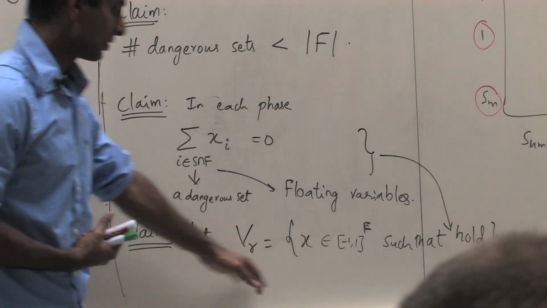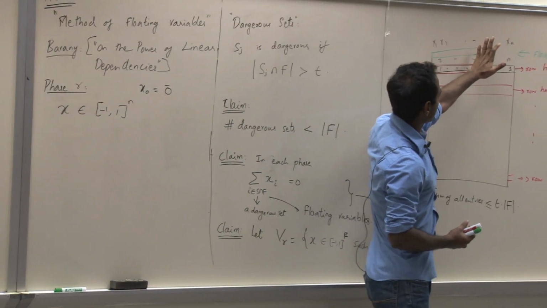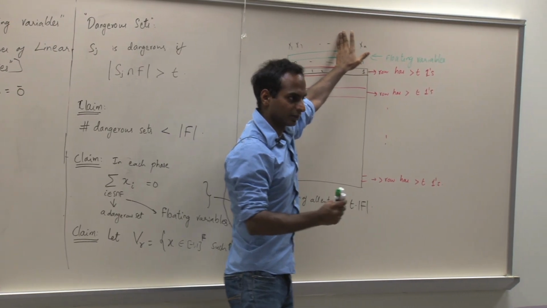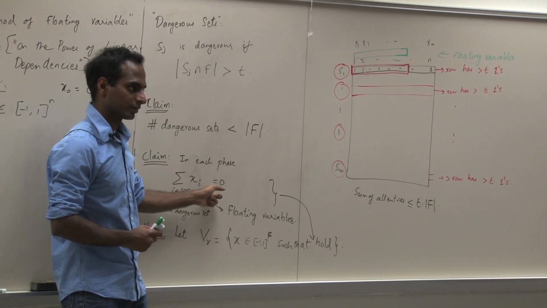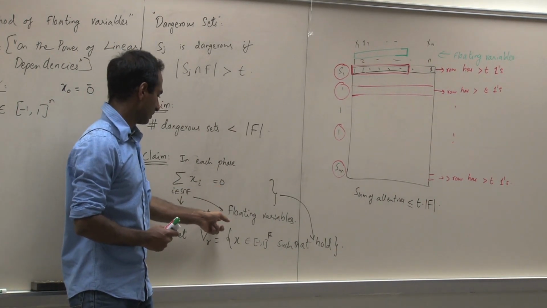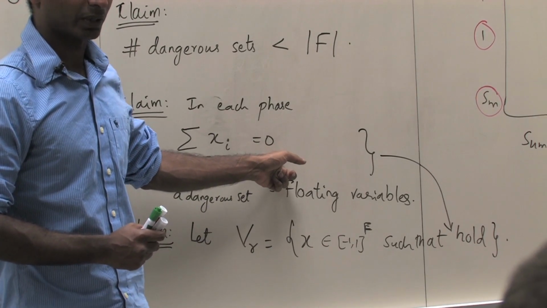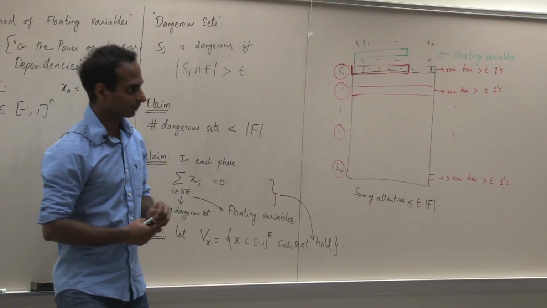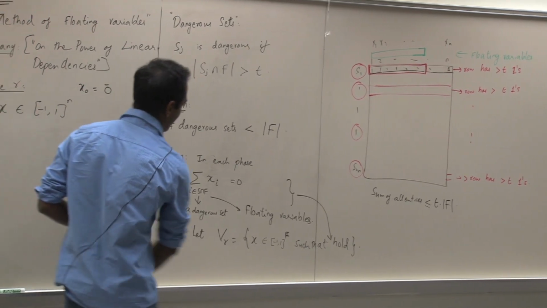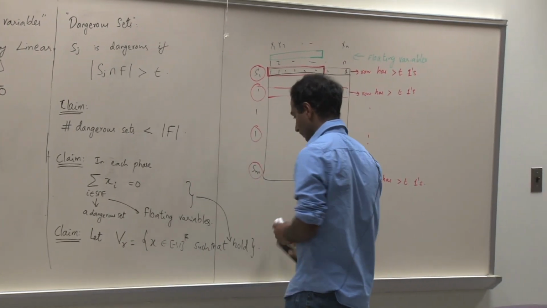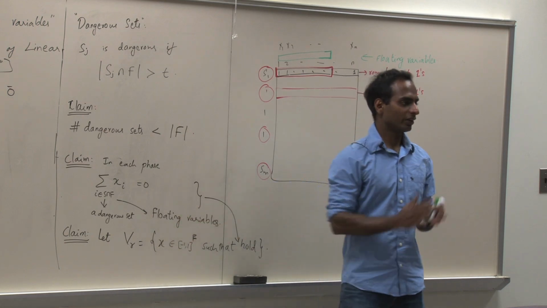Okay. This is the set of all x whose entries are -1 1, and I am only looking at things which are floating, the others are already fixed. Okay. And I want those vectors x which satisfy these constraints. For every dangerous set, if I look at the sum of the entries, I should get 0. So, what is VR at phase 0? Right. So, at the beginning, floating variables is everything.